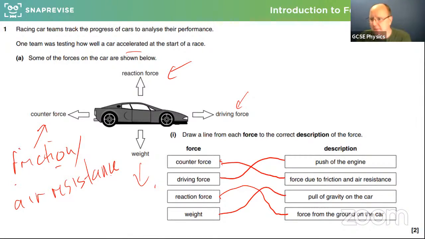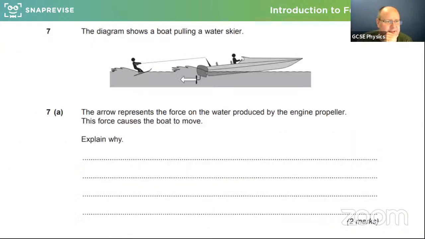Okay. Are you all happy with that? I'm guessing so. Okay. Fantastic. So another question here. We've got a boat pulling a water skier through the water. And here we've got a little arrow there, which is representing the thrust from the propeller of the boat. The arrow there represents the force on the water produced by the engine's propeller. And the force causes the boat to move.